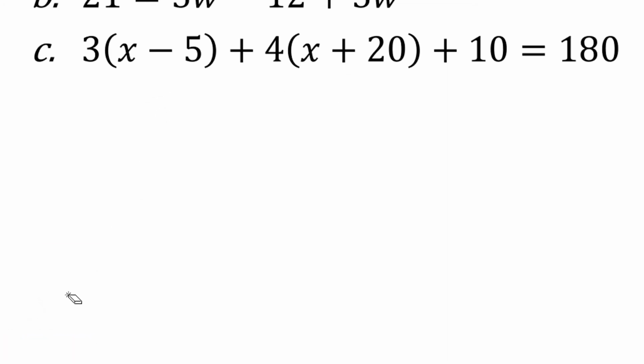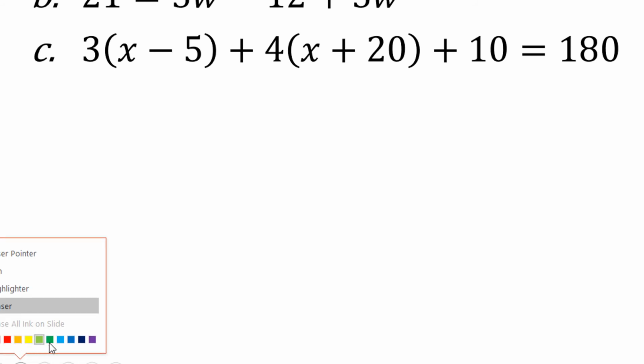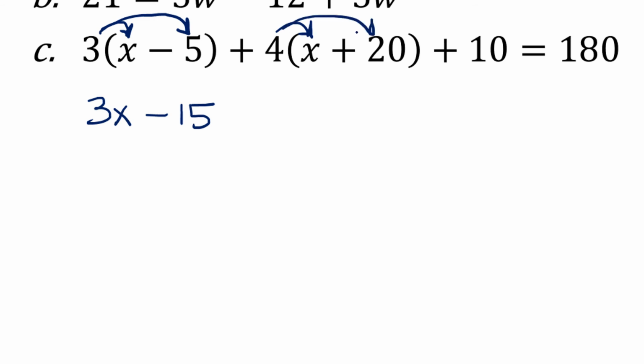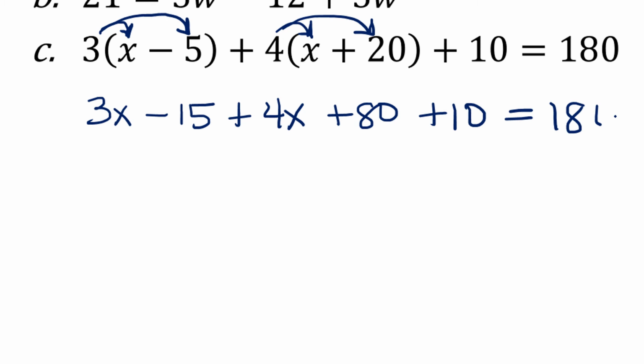If you recall, there's something called the distributive property. And what that tells us is that we can distribute any number that's being multiplied times the parentheses through to each term. So 3 times x is 3x, 3 times -5 is -15. Similarly, we can distribute this 4 through the parentheses, and we have 4 times x is 4x, 4 times 20 is 80. And then I'm going to copy the rest down. So do any distributing first.